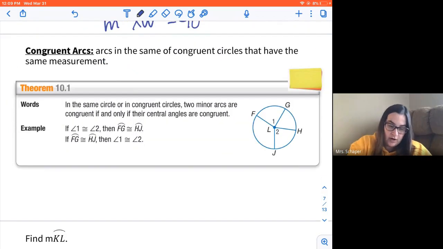Congruent arcs are arcs in the same or congruent circles that have the same measurement.